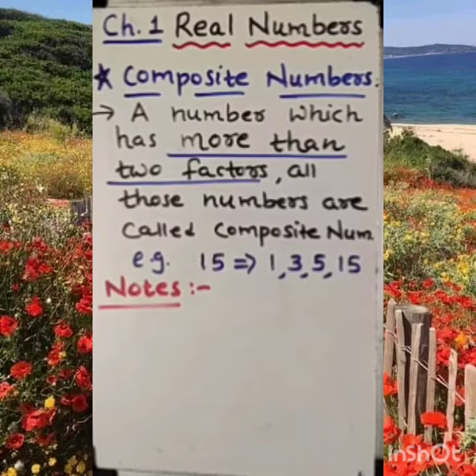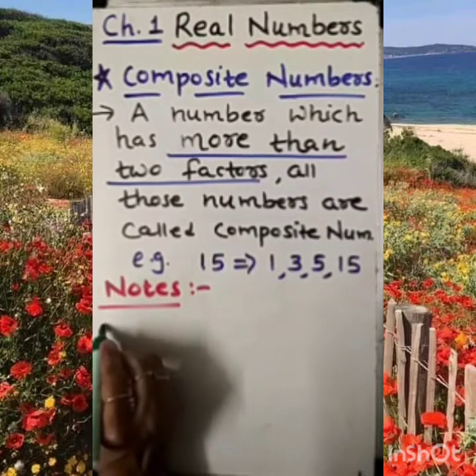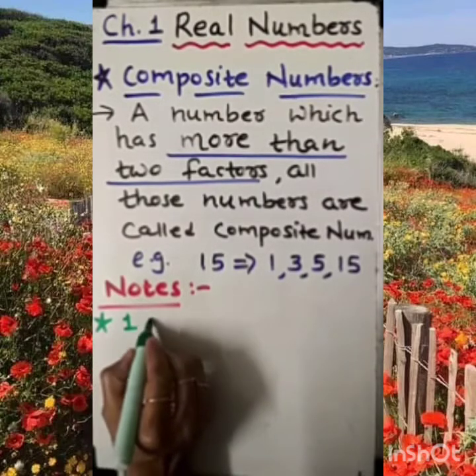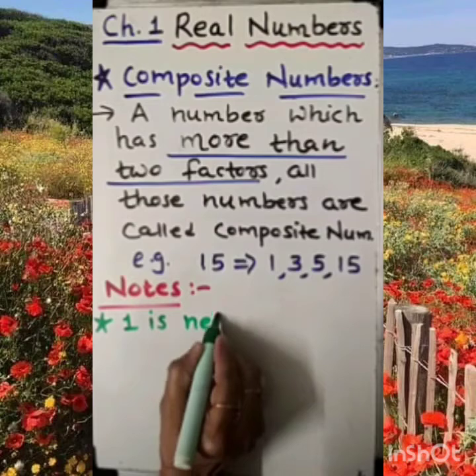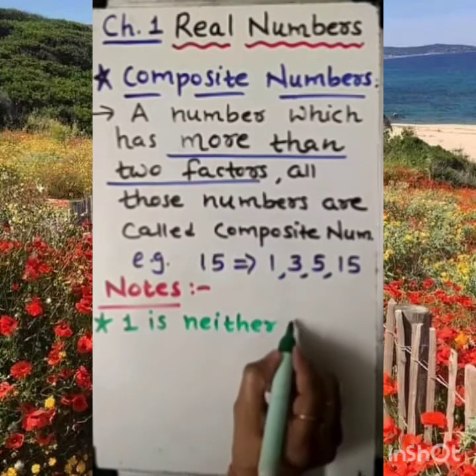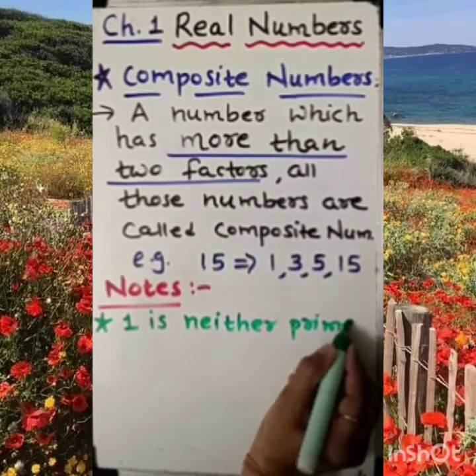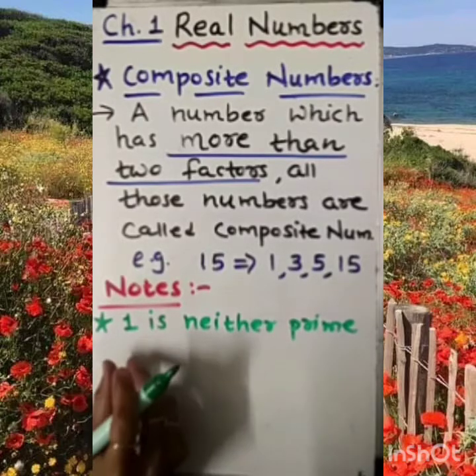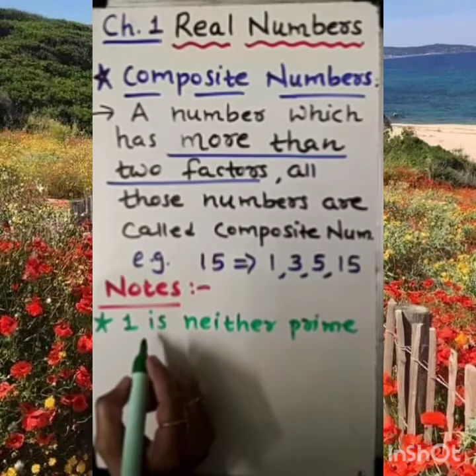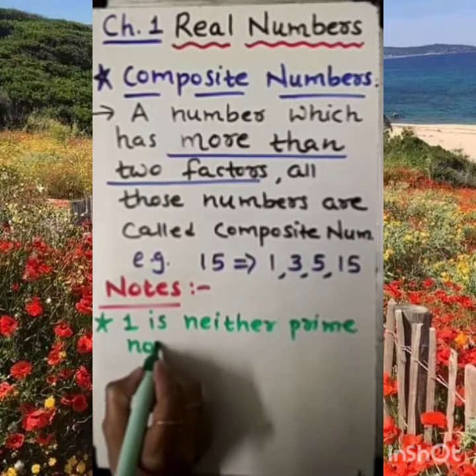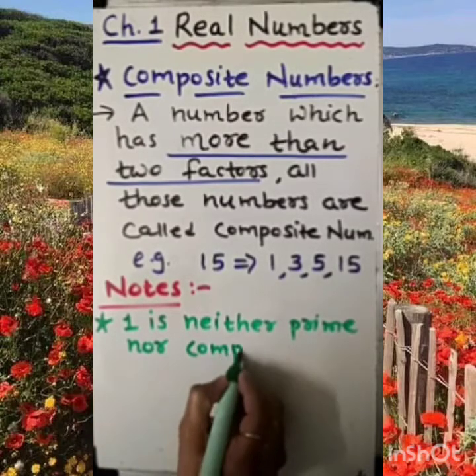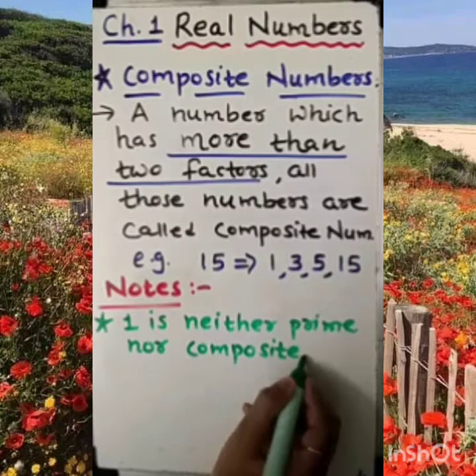Before we proceed inside the chapter further, let's have some notes related to this prime and composite number, which are quite useful. So please, dear student, keep in mind that 1 is neither prime nor composite. 1 is a number that is neither prime nor composite. This is a very important fact which we are going to use inside the chapter.